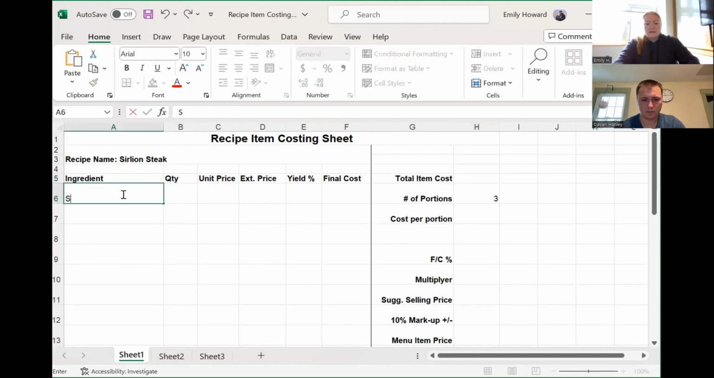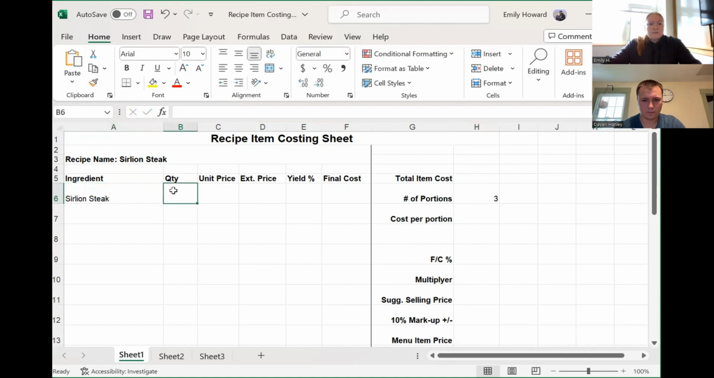Okay, so ingredients. And do I put 3 on here for the quantity? So if you're going to do the costing sheet just for 3 yields, you would want 18 ounces for sirloin steak. Oh, because I wasn't looking at yours. So I'm putting 18 ounces. Yep. If you're going to do 3 portions, yeah. Okay.